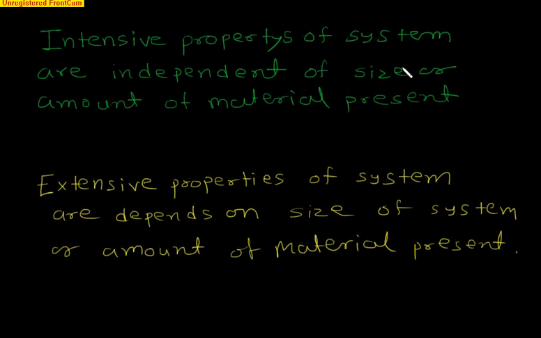Friends, this is a definition. A property which is independent of the mass, or amount of substance present in the system, is nothing but an intensive property. For example, temperature. Let's see what is meant by extensive property. Properties which depend on size or amount of substance, or you can say mass, present in the system, are nothing but extensive properties. Okay, friends, we'll clear this and we'll simply write down intensive.